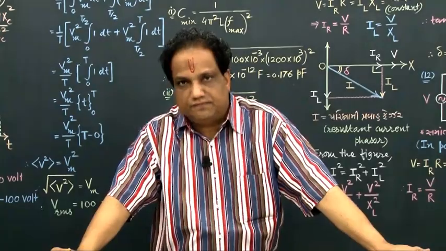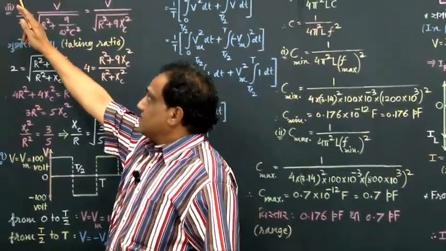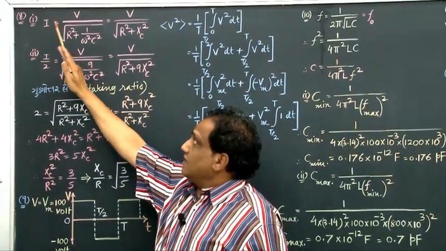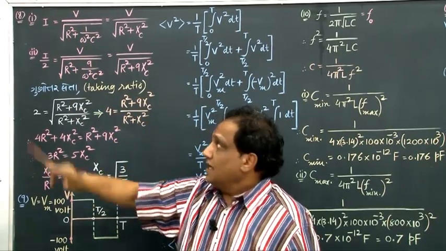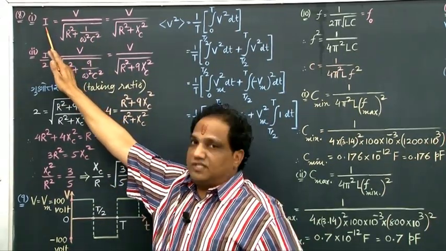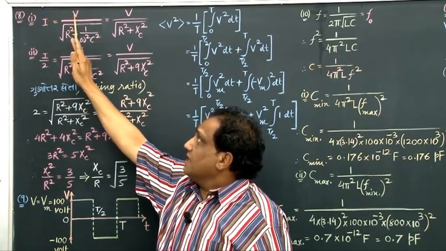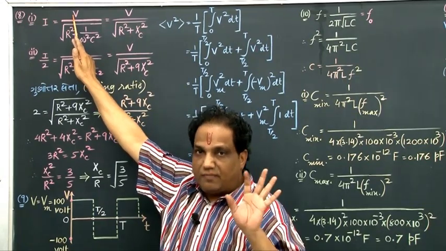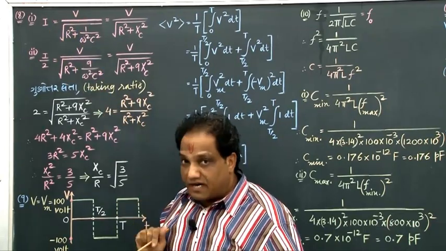Come on, read it. Tell me, in the first case, can we write the formula IRMS equals VRMS upon mod Z? But instead of IRMS, just for the sake of convenience, I have written I. Instead of VRMS, again for the sake of convenience, I have written capital V. But IRMS equals VRMS upon mod Z.